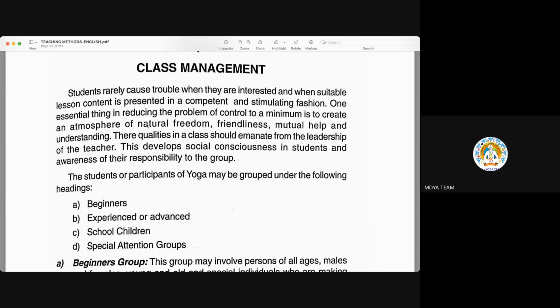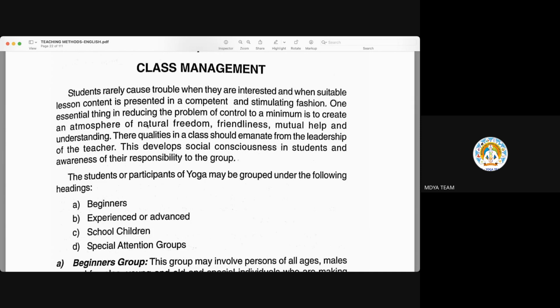So this develops social consciousness in students, not only in the class, but also when he moves out of the class, when he engages in other social activities, or when he or she is in the family. That social values or moral values reflect in their behavior, and the awareness of their responsibility to the group in which they are.